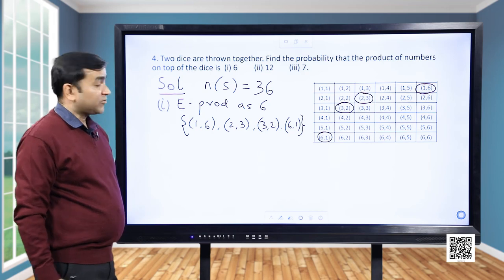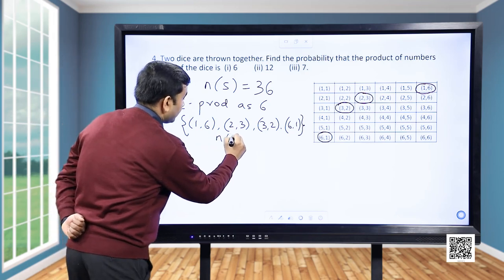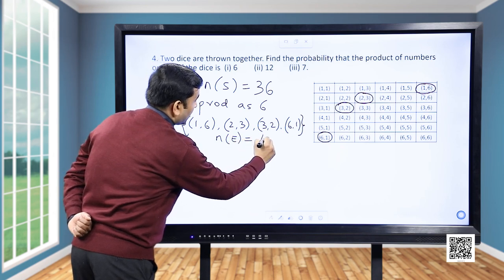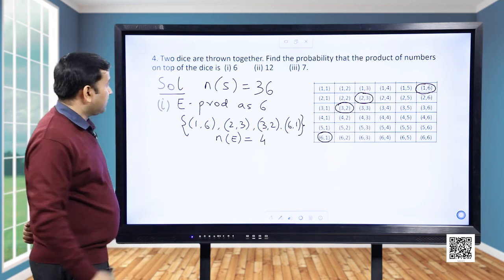How many are these? These are 4 in number. So we get the number of favorable outcomes as 4, right? What is our required probability?